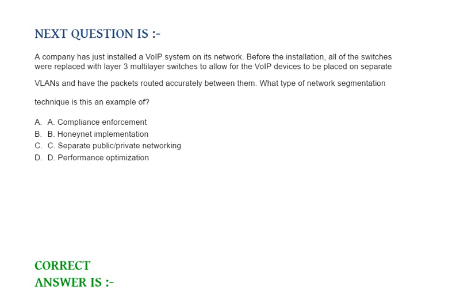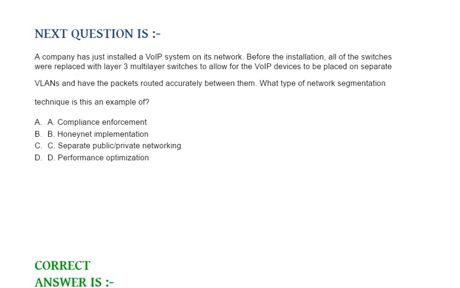Next question is, a company has just installed a VoIP system on its network. Before the installation, all of the switches were replaced with three-layer multi-layer switches to allow for the VoIP devices to be placed on separate VLANs and have the packets routed accurately between them. What type of network segmentation technique is this an example of?